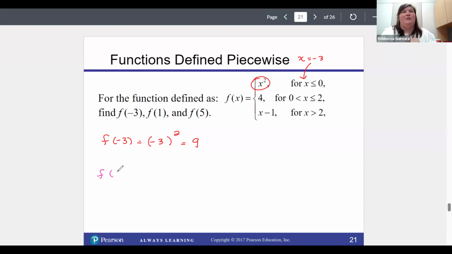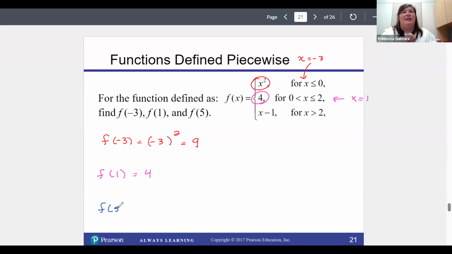Now, if I'm looking for f of 1, well, that means when x is 1, and x is 1 is somewhere between 0 and 2, which means I have to use this function. So at that point, we're just constant. It doesn't matter what x is, as long as it's greater than 0 and less than or equal to 2, the output's going to be 4.